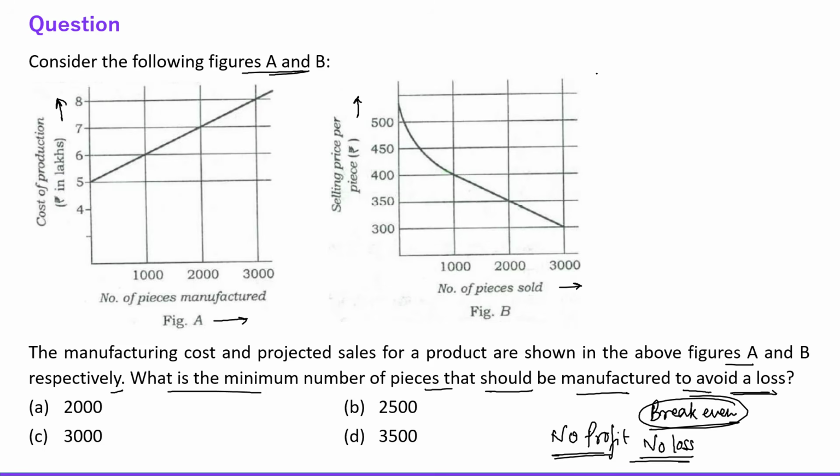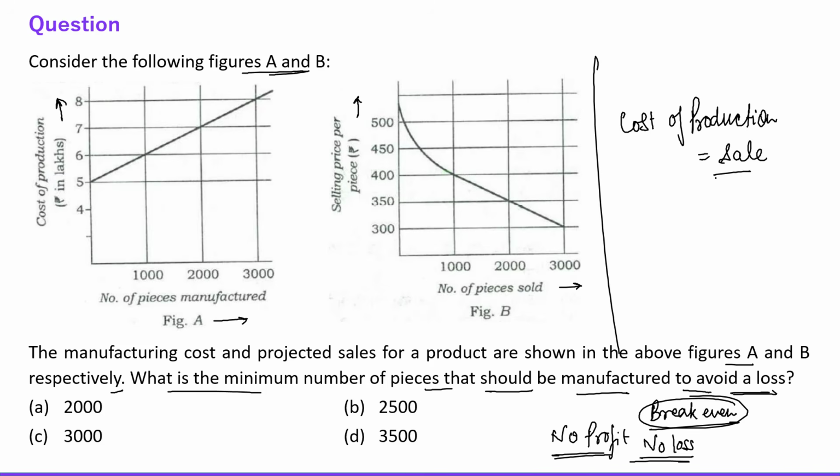Or you can say cost of production equal to sale. Or you can say cost of production equal to revenue. Right? Okay.